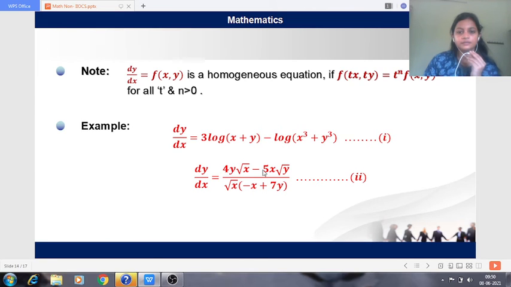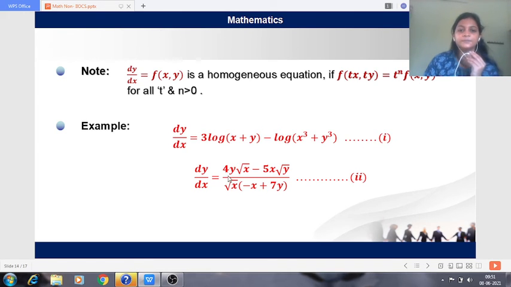by multiplying this term by dx and this term by dy, we can get M and N. So 4y root x minus 5x root y, this term is M, comparing with M dx plus N dy is equal to 0, and also root x into (minus x plus 7y), this term is N on comparing with the equation M dx plus N dy equal to 0.